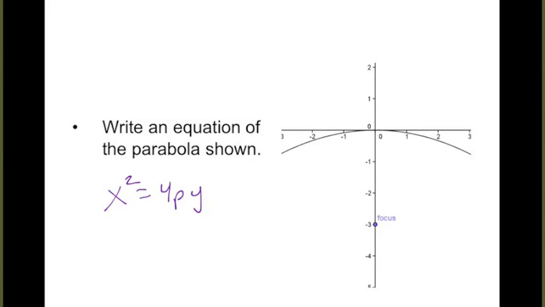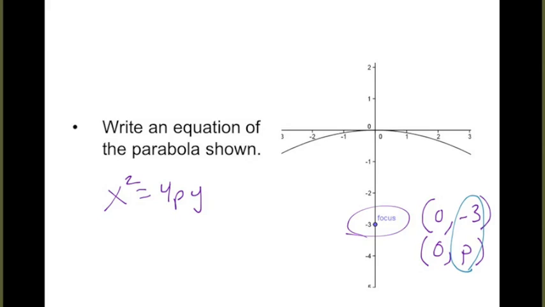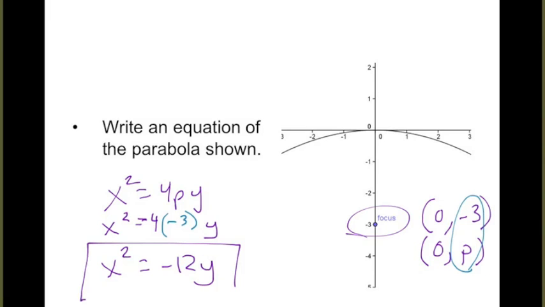We're given our focus. The focus is at the point 0, -3. And we're told for a vertical facing that our focus should be 0, p. That means p is equal to -3. So in the equation, I'm going to plug a -3 in for p, which gives me x squared is equal to -12y. Okay, and that's all there is to this one.